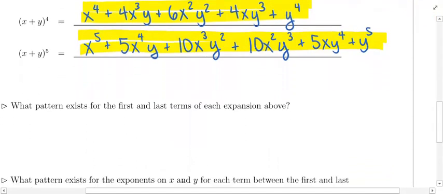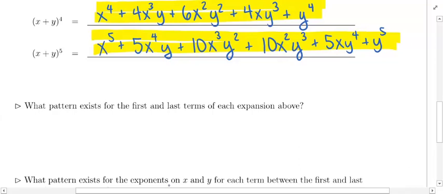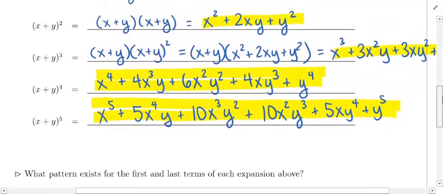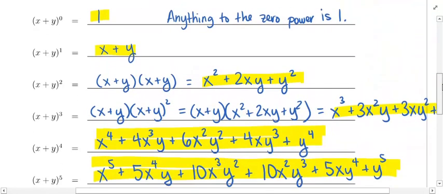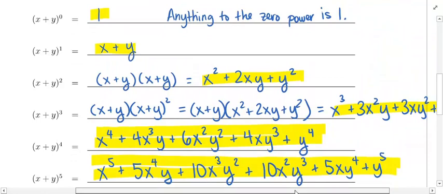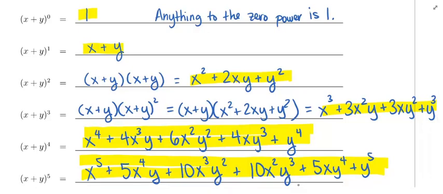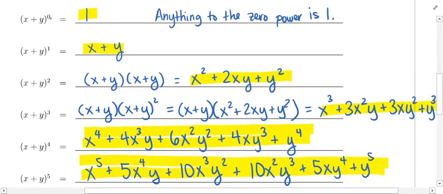Since we've done this, we've expanded the quantity x plus y all the way out to the 5th power. What lies underneath is a question. It says, what pattern exists for the first and last terms of each expansion above? So let's do some investigating. Like I said, there should be some patterns that we notice. This first question is specifically about what you notice about the first term and the last term in each expansion. Let's ignore x plus y to the 0 power for now. We'll come back to it.